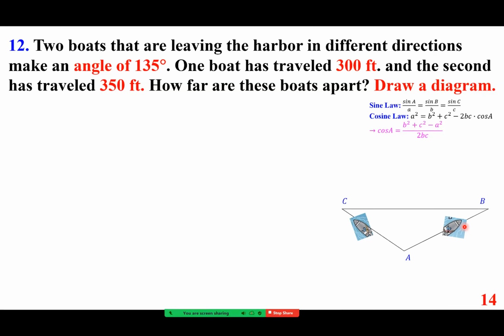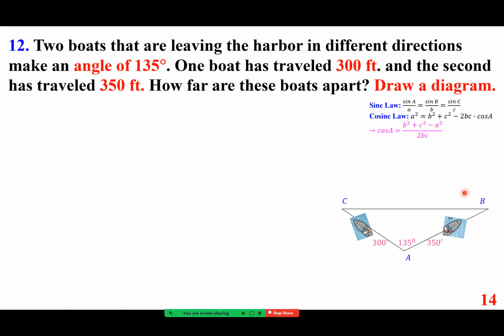So we have two boats starting from point A. They start from point A in different directions. This angle is 135 degrees. This goes away by 300 feet. This goes away by 350 feet. And again, by no means is this to scale. We want to know how far apart they are.